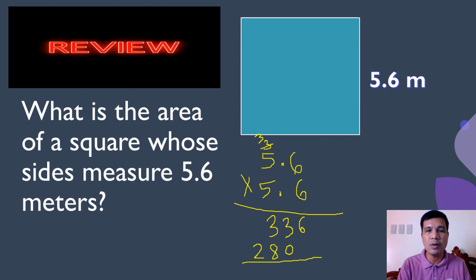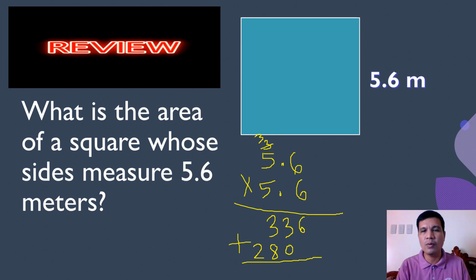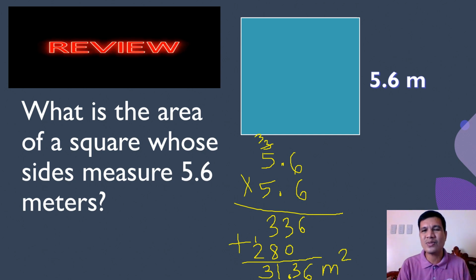We are going to add the numbers. So bring down the 6. 3 plus 0 is 3. 3 plus 8 is 11. Regroup 1, and 1 plus 2 is 3. Then let us count the decimal places. 1 and another 1, which is 2. So 1, 2. So our answer is 31 and 36 hundredths square meters. That is the area of the square.